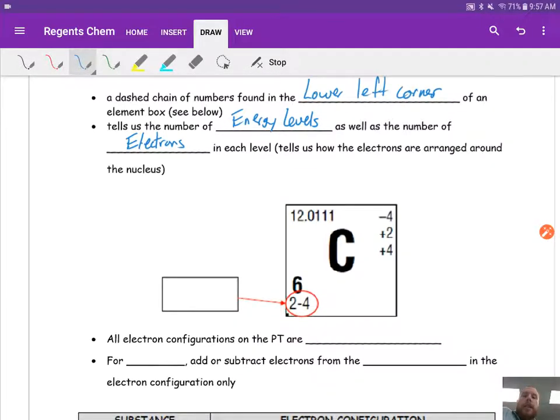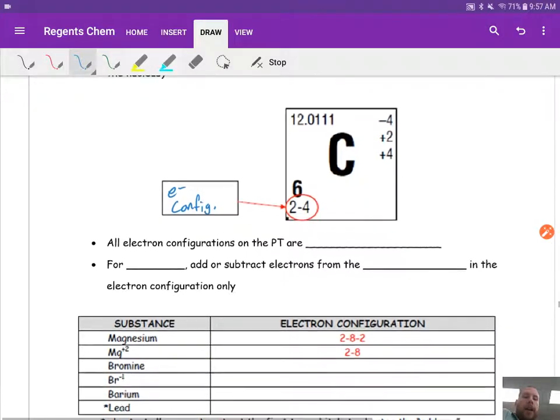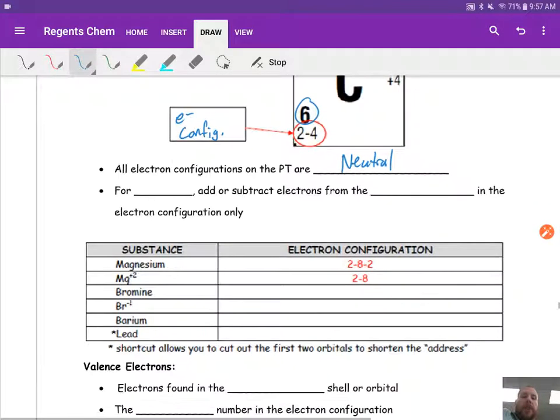So again, these are basic ones. On the Regents, your reference tables give you basic ones. We'll go into further detail with them because it's going to help us understand bonding a whole lot better. So this would be, as it's labeled there, the electron configuration. All electron configurations on the periodic table are for neutral atoms. Okay, so they're neutral, meaning that their number of electrons is the same as their protons. And it's also what we call the ground state, which we'll talk about in a future video.